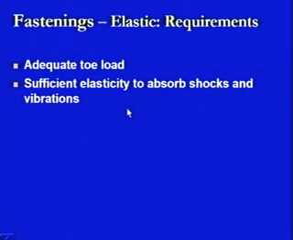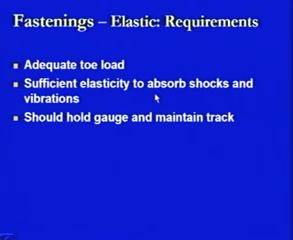Then they should have sufficient elasticity to absorb shocks and vibrations. As we understand from the word itself, these are elastic fastenings, meaning they should be able to absorb shocks and vibrations, and still come back to their normal orientation in which they have been provided. They should hold the gauge and they should maintain the track. That is another thing with respect to the fastenings. Not only with respect to these fastenings, whatever fastenings need to be used, obviously this is one requirement which should be fulfilled, that those fastenings should hold the gauge as well as maintain the track.